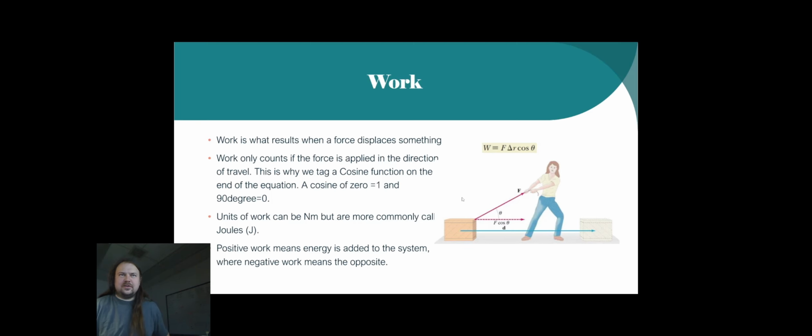So here's just a good picture representation of that. Hopefully that makes okay sense. And then you can see, of course, if you put in 90 degrees, if the force is 90 degrees with the direction of travel, the whole thing kills it. Cosine of 90 is 0.